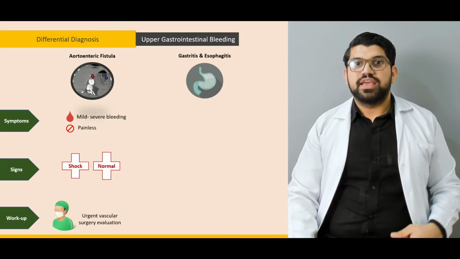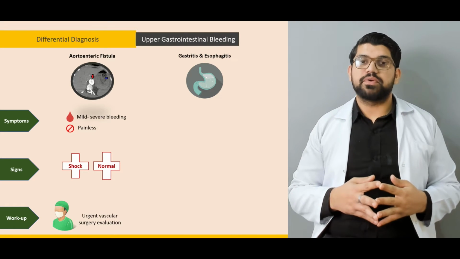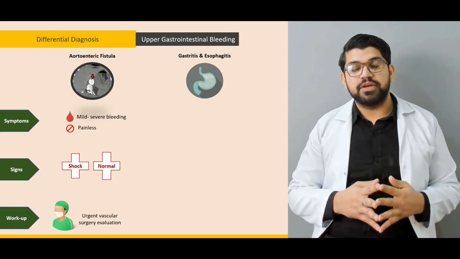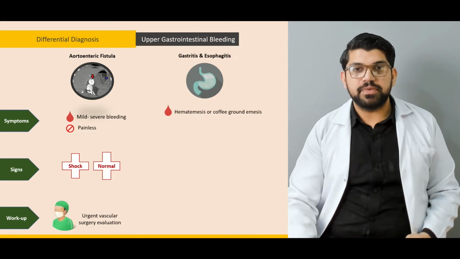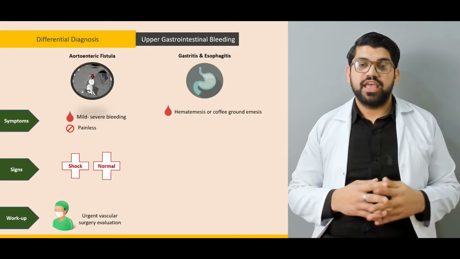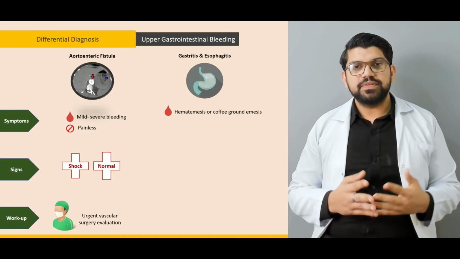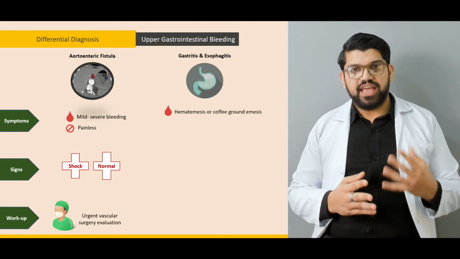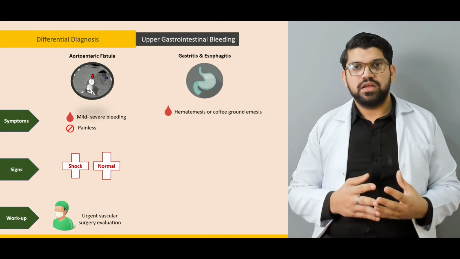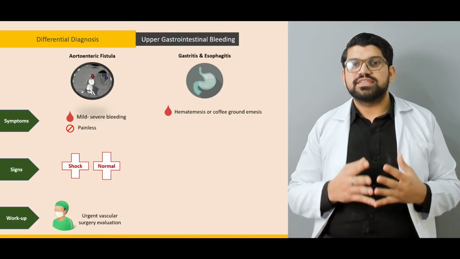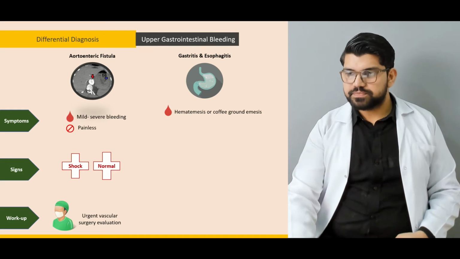Moving on to gastritis and esophagitis. Gastritis is the most common presentation, especially when working in the emergency department. It's the inflammation of the gastric mucosa. It is associated with hematemesis or coffee ground emesis. Hematemesis is bleeding with vomitus. Coffee ground emesis is sometimes called black or clotted blood. Clotted blood at times is significant or indicates a heavier blood loss inside.